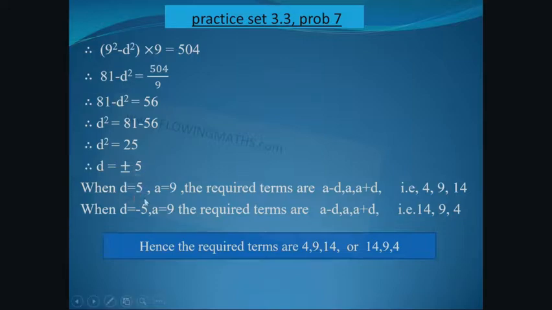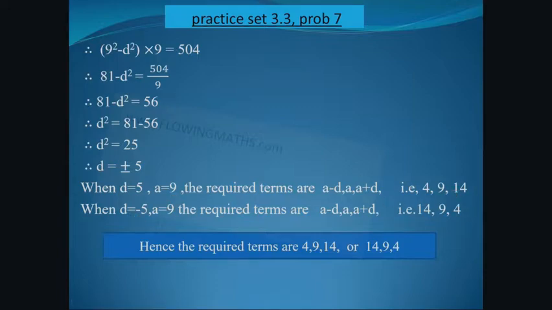When d is plus 5, a is given as 9. So the terms will be, first term will be 9 minus d. So d is 5. So 9 minus 5 is 4. So the first term will be 4. Second term will be a, which is 9. Third term will be a plus d, that is 14.